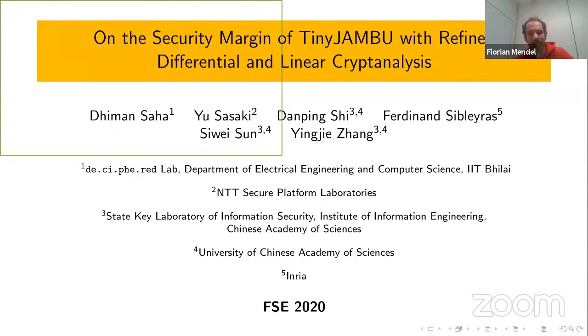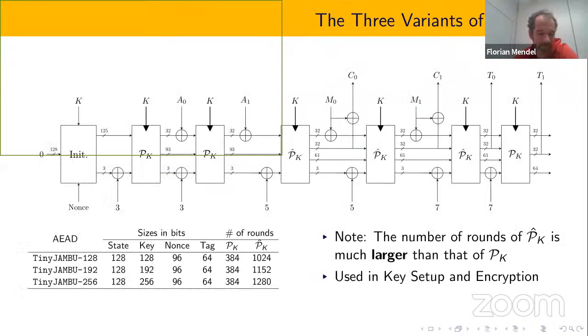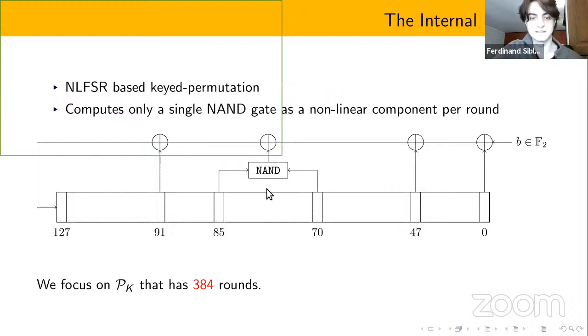Yes. Okay, let's begin. So we're going to talk about the security margin of Tiny Jambu with refined differential and linear cryptanalysis. So first, Tiny Jambu is a candidate in the NIST Lightweight competition. It works kind of like a sponge function. Only the permutation is a keyed permutation, so it's not a public permutation, and it uses two kinds of permutation: a P and a P hat. And in all the variants, the P permutation is much smaller than the P hat permutation. And so what we study in this work mainly is the small permutation, the simple P permutation.